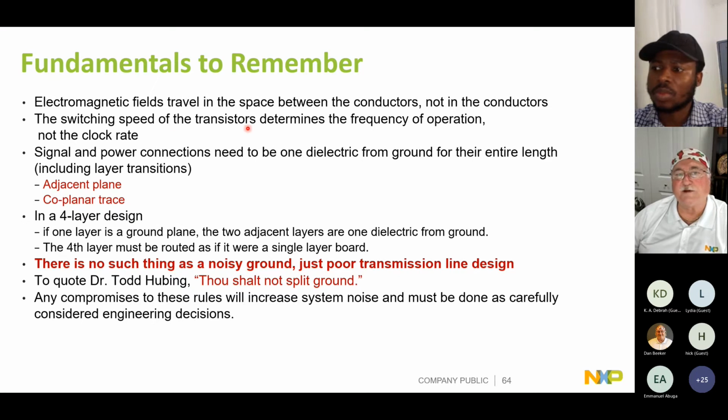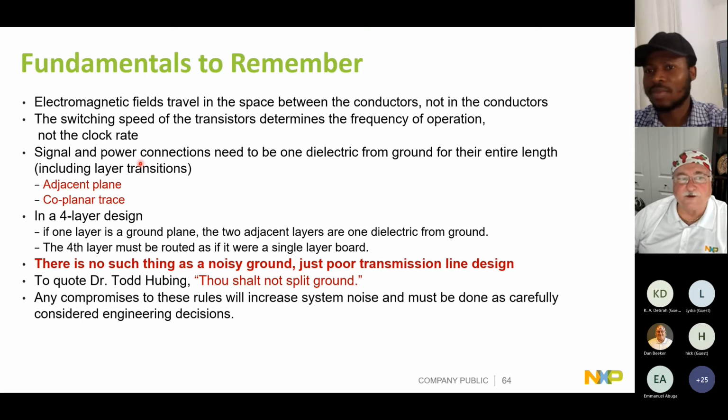The switching speed of the transistors determines the frequency of operation, the nature of the transmission lines you require, and the power supply design. If you have a signal that switches once a year in a nanosecond, it's still a gigahertz signal. You have to design transmission lines for a gigahertz. You have to design the power supply for a gigahertz. The caps need to be within a half an inch, and you have to terminate that transmission line if it's more than 3 inches away.